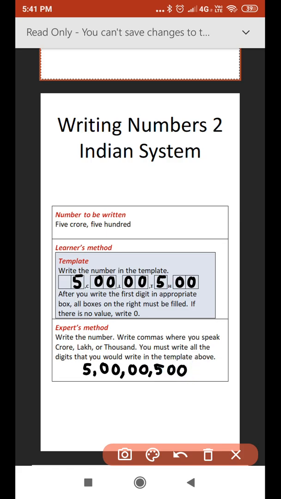So remember, keep the template in your mind. You don't have to make it on paper, but you must keep the template in your mind and make sure that every box is filled up.